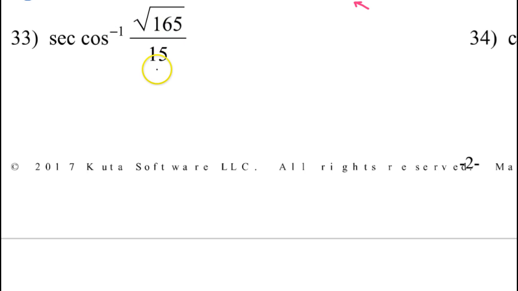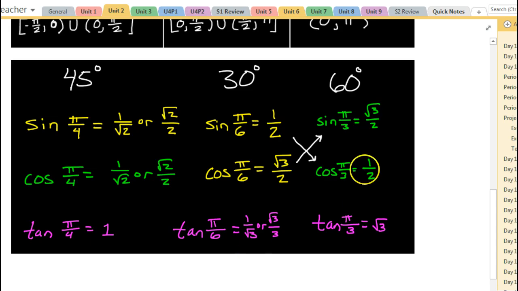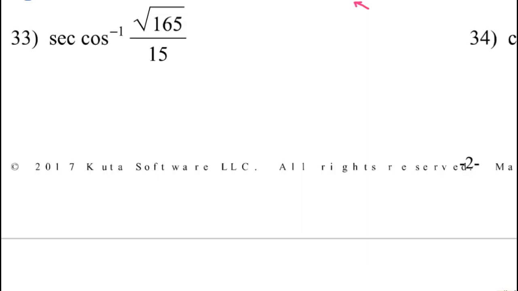Radical 165 over 15. This is not one of the 9 values that I have memorized. That means I'm not going to be able to evaluate the inverse cosine of this number. I'm not going to be able to find that angle. It's not one of the ones I know. So even though I can't find the value of the angle, I can draw it. So that's what I'm going to do.